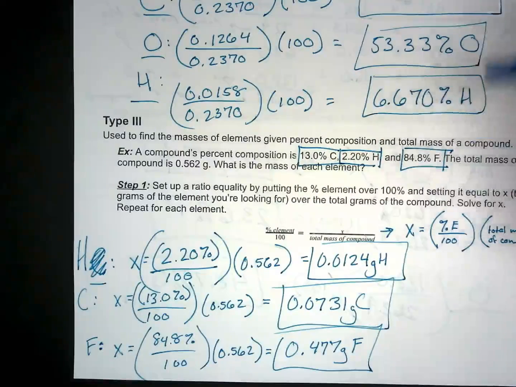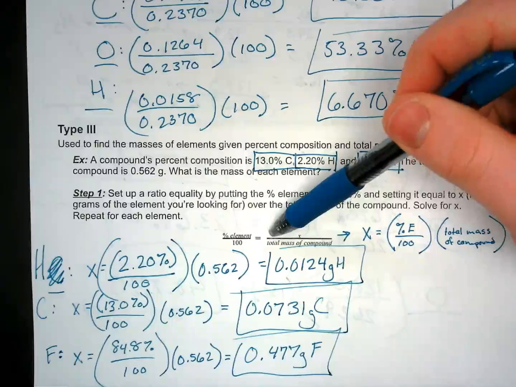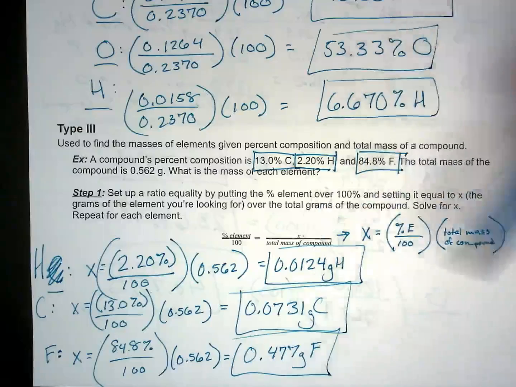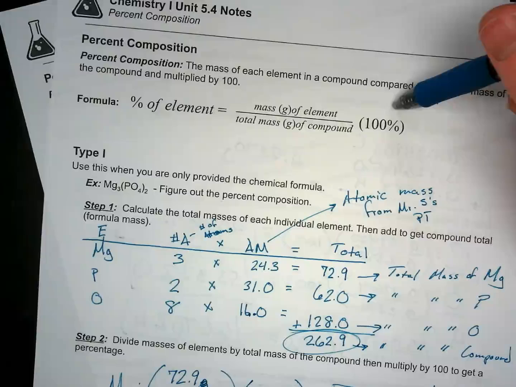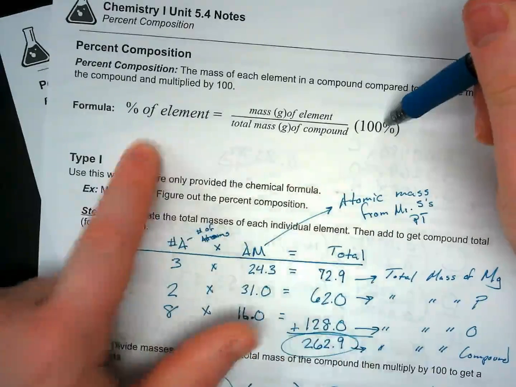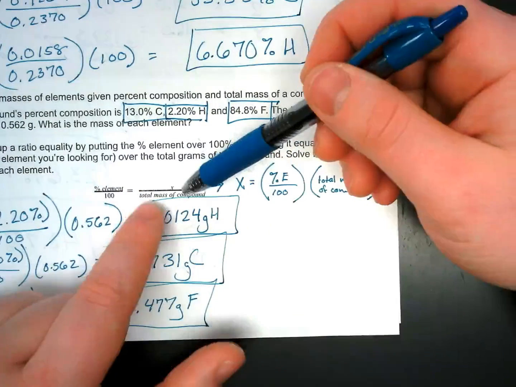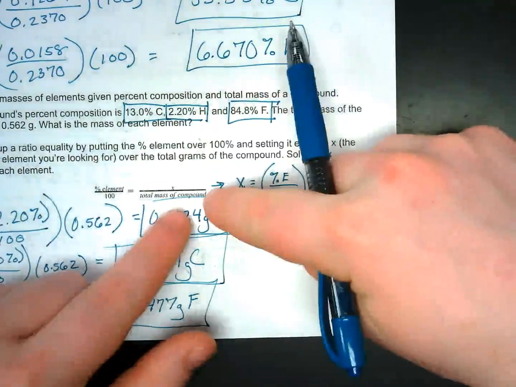And then type 3, you're given the percent compositions, and you're asked to find the mass in grams. So you just go backwards. In this case, we use this formula, which is the same exact formula as this one, if you notice. The only difference is that this 100 has been moved onto this side. We made it easier here using very, very simple algebra.